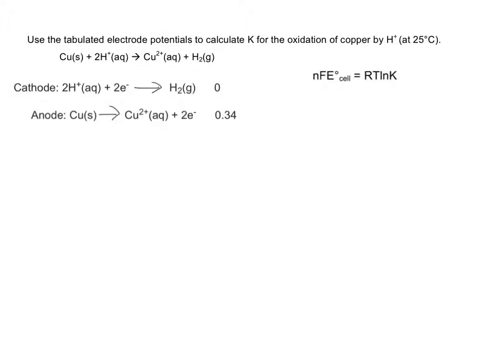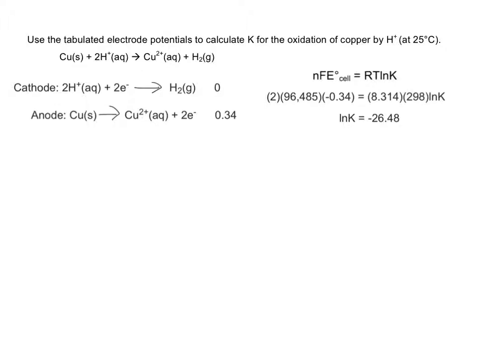Okay, so if we plug everything into our equation, we are transferring 2 electrons here, so we have 2 times 96,485 times negative 0.34. Right, since our anode had a cell potential of 0.34, and that's going to be equal to 8.314, which is our R, times 298, which is our temperature in Kelvin, times the natural log of K. Okay, so if we solve for the natural log of K, you do that by multiplying everything on the right and then dividing by the numbers that are on the left, then you get ln K is equal to negative 26.48.